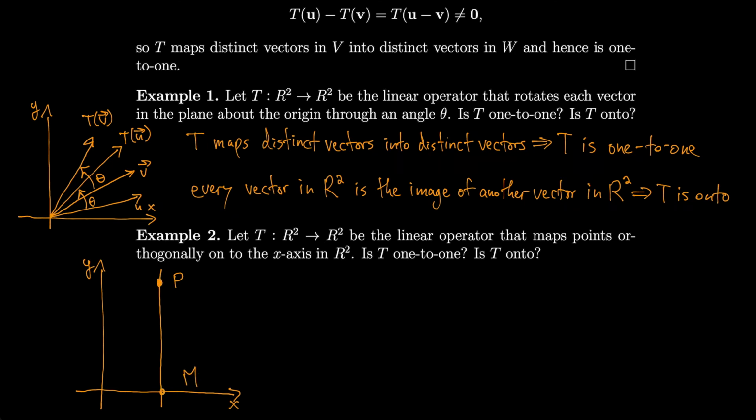If we have another point, let's say Q over here, then if it lines up with P, it will also map onto M. Every single point along this line is going to map straight down onto the x-axis onto the same point, M. So that means that distinct points map to the same point. So that means it's not one-to-one.